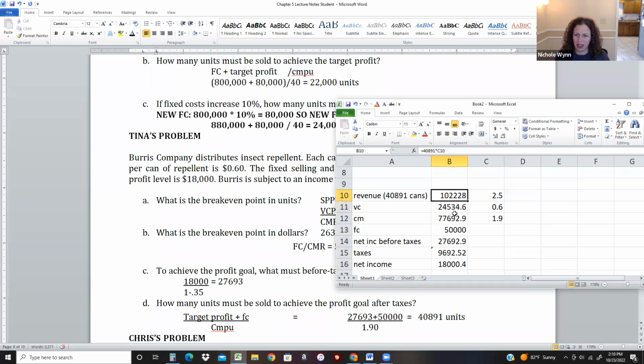If I sold one less can, there's no way I'd make it, because one more can costs 60 cents and I bring in 2.50. So if I sold 40,890 instead, if I took this down by one more, then I do not make quite enough. So then I only make 17,999.2 and I want to make 18,000. There's a lot of stuff going on there, but I think that makes sense-ish.